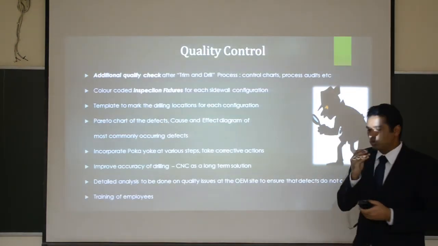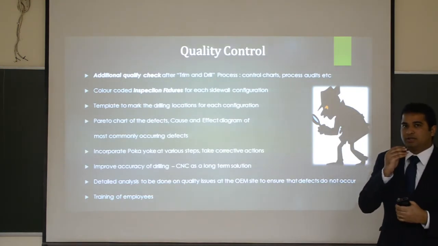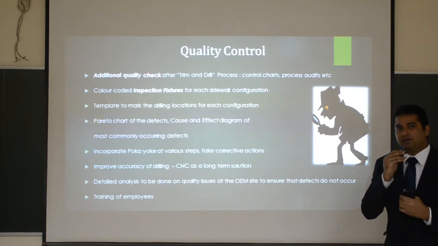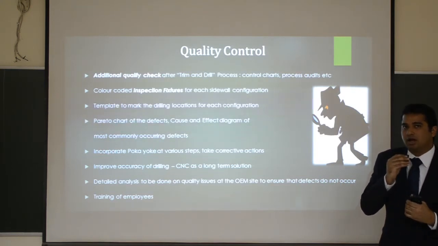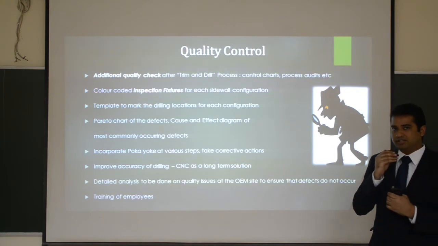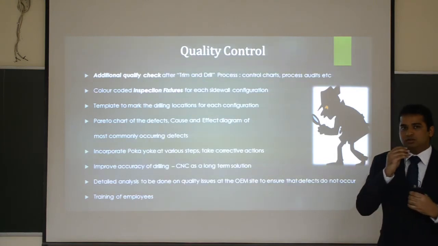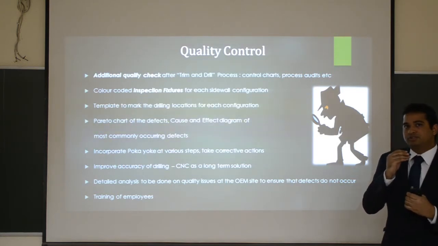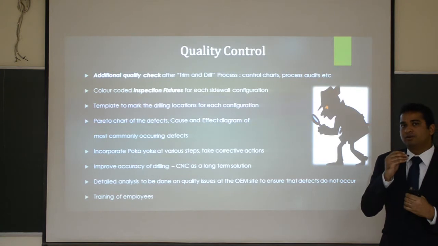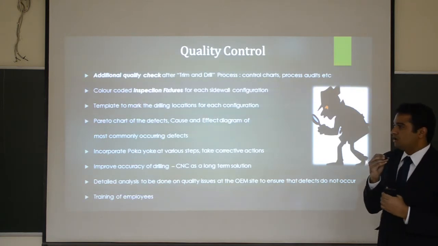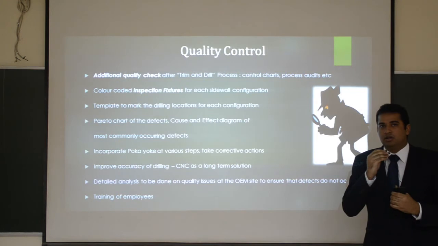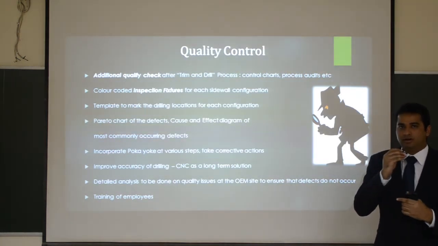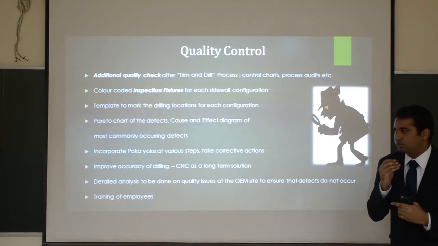Moving on to the last issue of quality control, we will be introducing an additional quality check after the trim and drill process. This would help us identify the defect at the point of generation itself and prevent the spillover of the defect into the next processes. These quality checks would be using inspection fixtures, and the inspection fixtures would be color coded for the 9 different configurations available. We would also be using a template to find the location of the holes to be drilled to improve the accuracy.